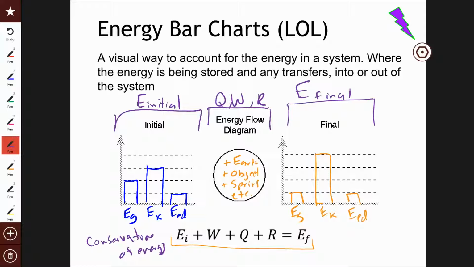Now this bottom equation that we have here, yes, that's the conservation of energy equation for any situation. But what are we going to do with it once we have a specific situation to look at? We're going to narrow it down. If there's no energy transferred through working, then we can ignore that. And same thing with heating and radiating.